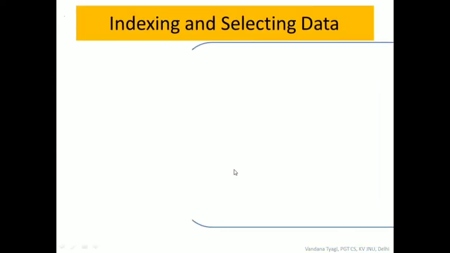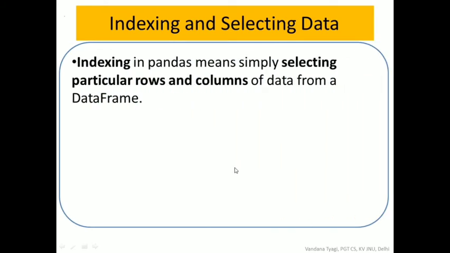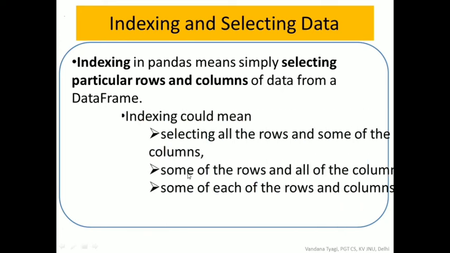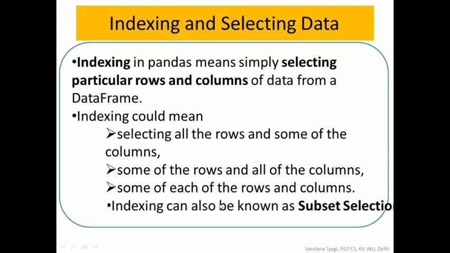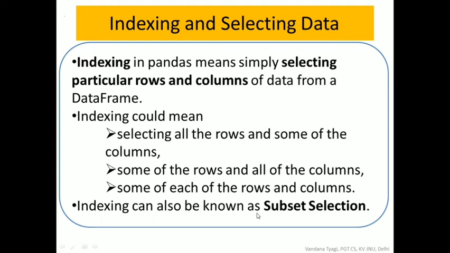Now coming to indexing and selecting data. This is very important, because indexing in pandas simply means that we are accessing a particular row or column. We simply select some particular rows and columns for display. It might be that you are selecting all rows and some of the columns, or some of the rows and all of the columns, or some of each. Let's see one by one. This is also known as subset selection.